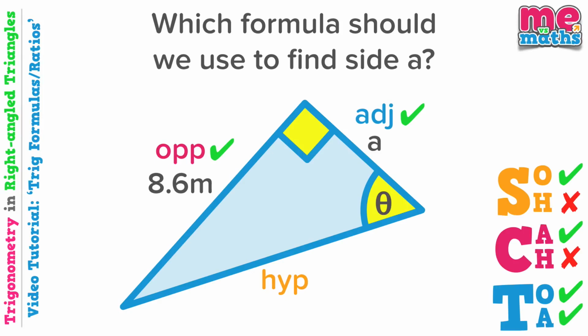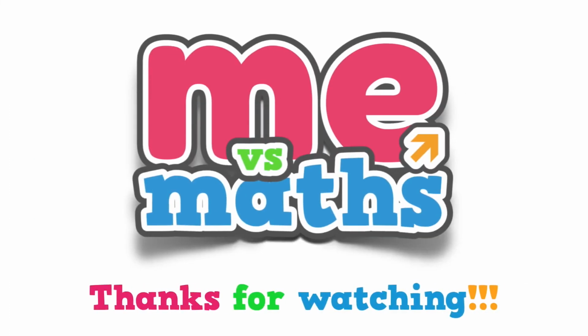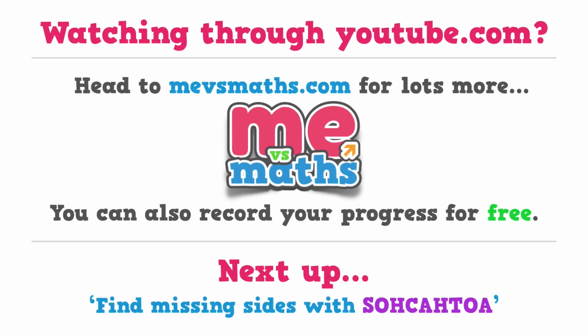It's TOA that's using the two sides that are involved in this question, or again, remember what that actually stands for, tan theta equals opposite divided by adjacent. That is the trig function, the trig formula that we would use. So we've been introduced to the three trig formulas and how to decide which one to use and when.